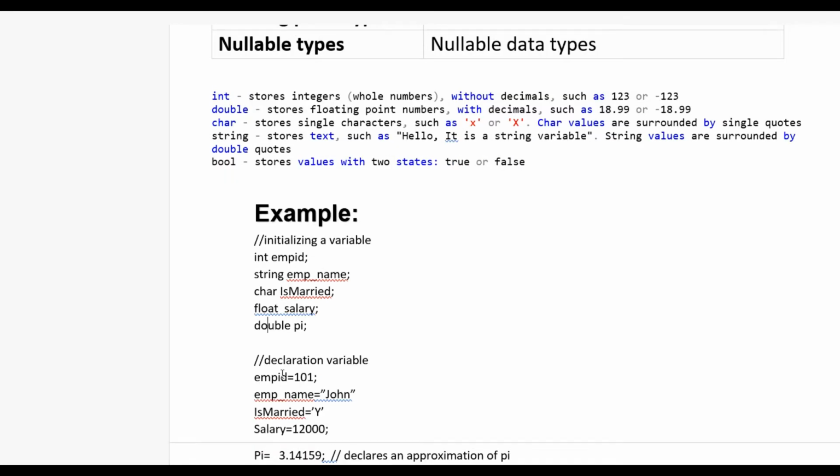So how can we declare a variable with a value? So emp ID I have taken 101. Define employee name, I have taken John. Is married Y, salary 12,000, and pi I have defined as an approximation of pi, like 3.14159. Let us see how we define it in a program.